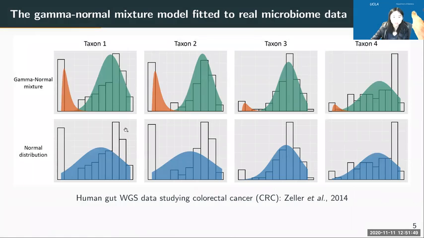This graph shows that, and this is from real data, for many taxons, here taxon 1, 2, 3, and 4, we observe this zero inflation, and the gamma normal mixture model fits better than a single normal model. Please note that the data comes from colorectal cancer, short as CRC, and we will use this data set again in our real data application.